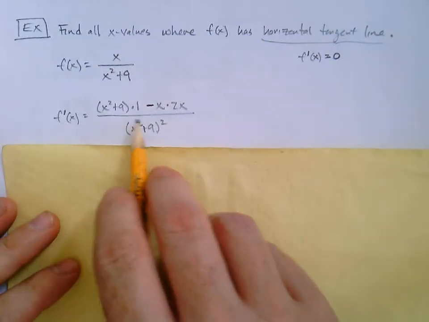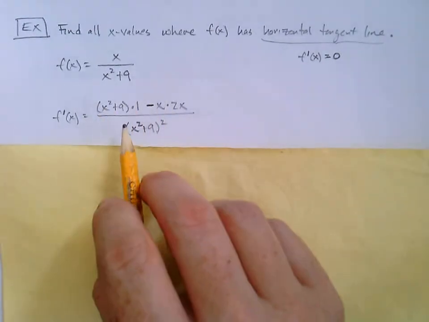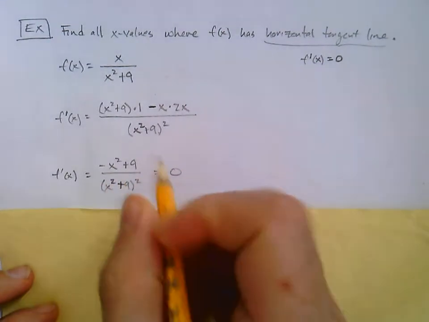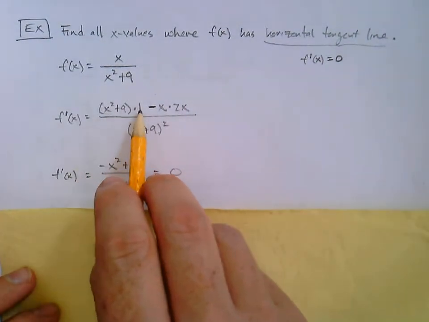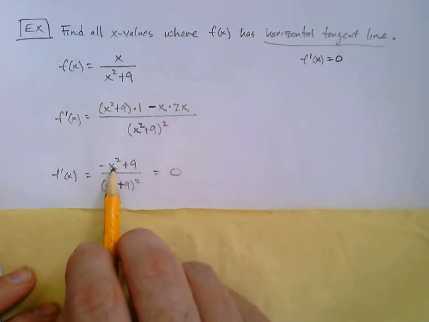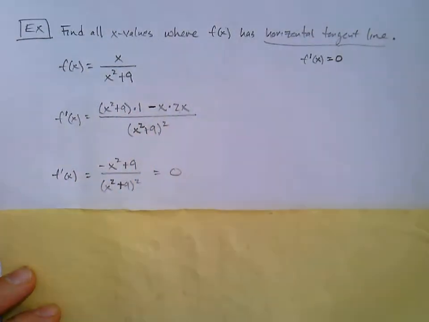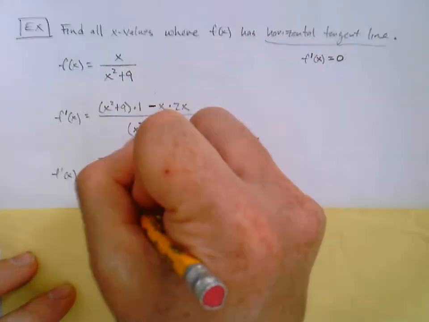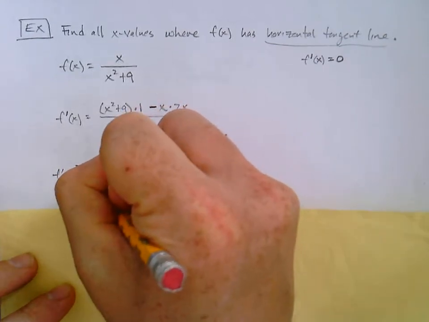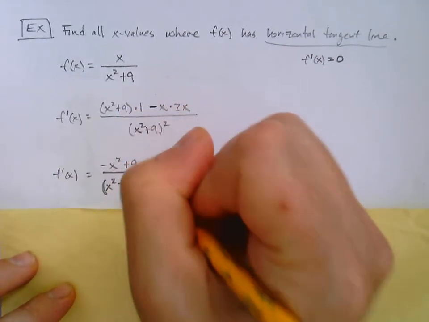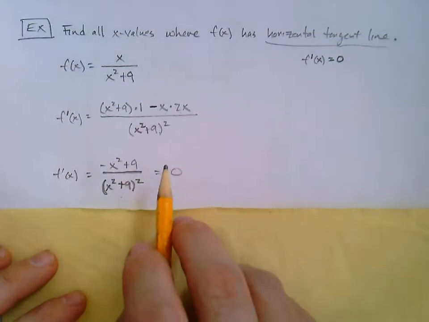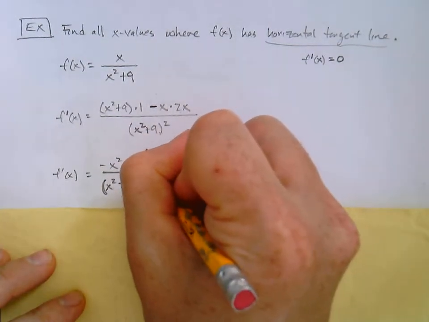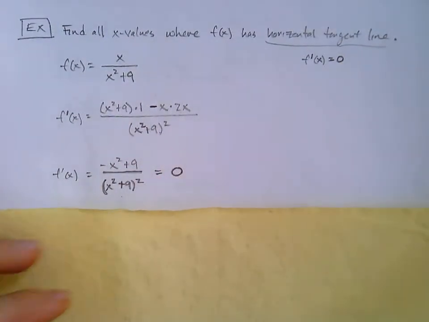Now, this one isn't too bad to simplify. I think we can just go for it here. So we'll have x squared minus 2x squared. That would give us negative x squared plus 9 as our numerator. We're going to leave that denominator as it is. Please just leave that denominator, don't multiply that out. And once we have that simplified derivative, we're going to set this equal to 0 and solve for x to find all of our x values.